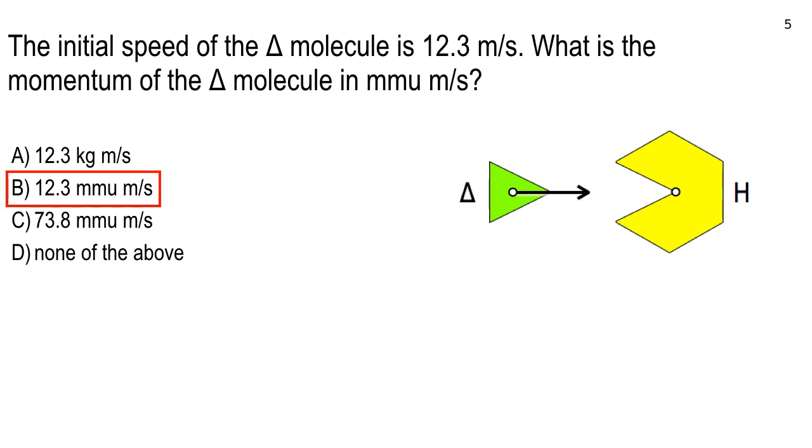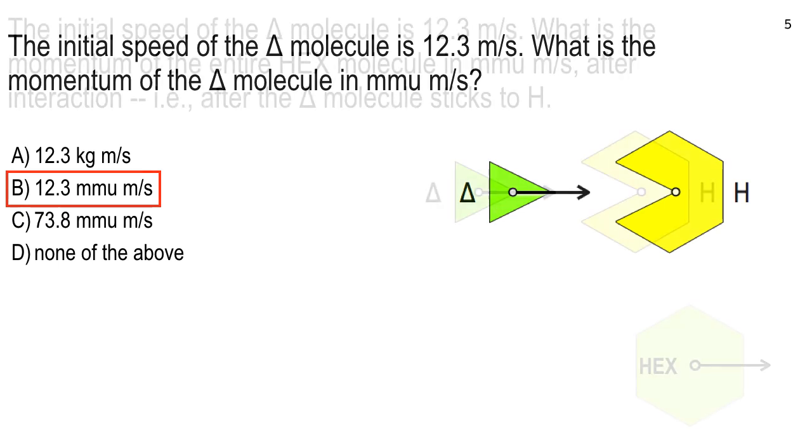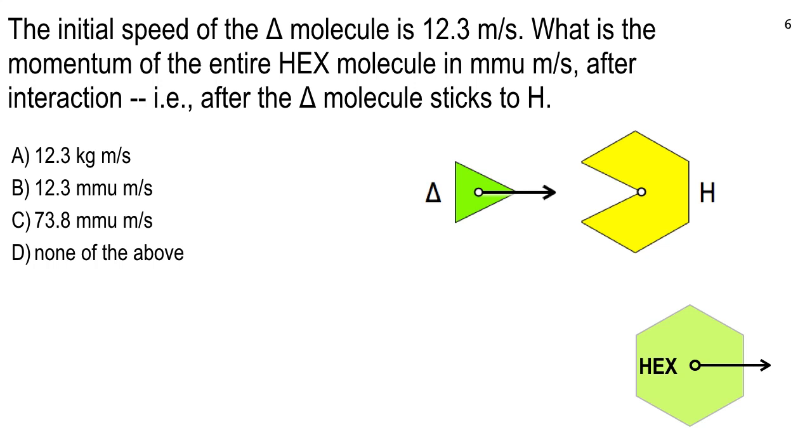So now let's follow up with this next question. The initial speed of the delta molecule is 12.3, as before. What is the momentum of the entire hex molecule, which is the combination of the yellow and the green into kind of a yellowish green hexagonal molecule? So what is the momentum of that molecule in molecular mass unit meters per second after the interaction, i.e. after the delta molecule sticks to H?